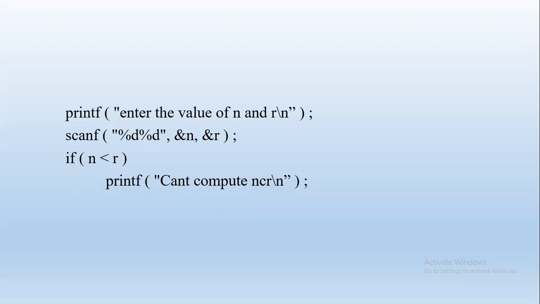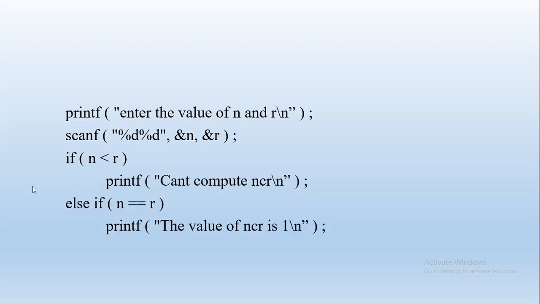Now, what if both are equal? 5C5, so the value will be 1. So else if n is equal to r, we need not calculate anyway. We know for every value it is the same, 1 itself, 3C3 or 5C5. If you substitute it back in the formula and check, you will get the same answer, 1. So we can simply print it. If n is equal to r, then print the value of NCR is 1.